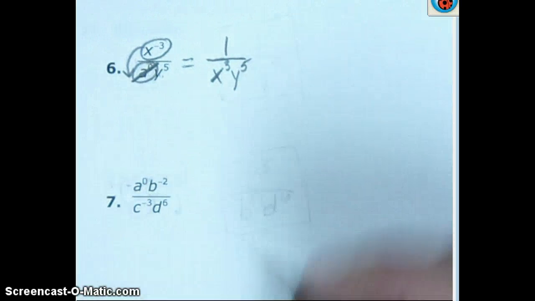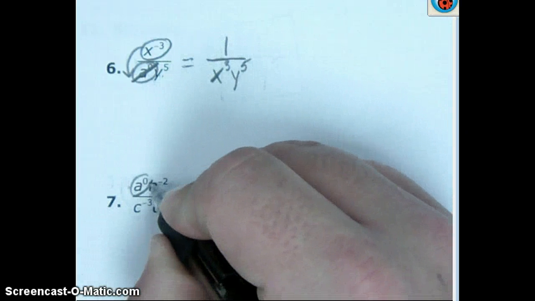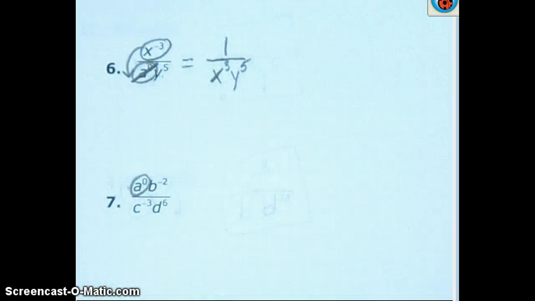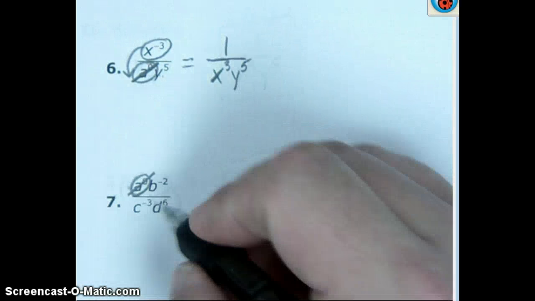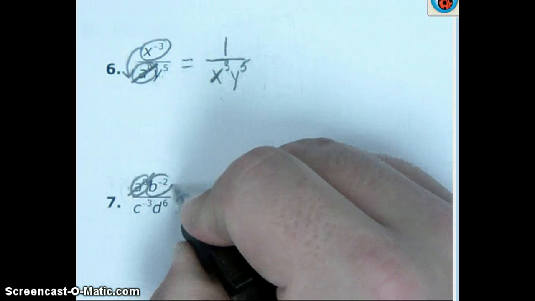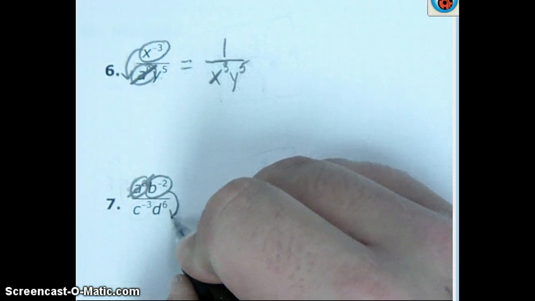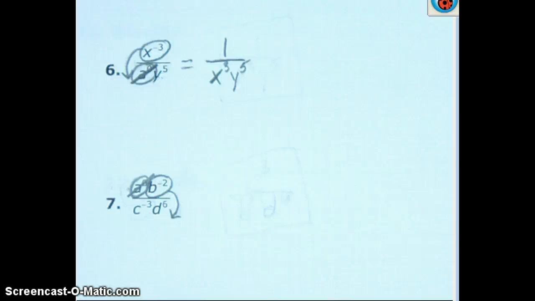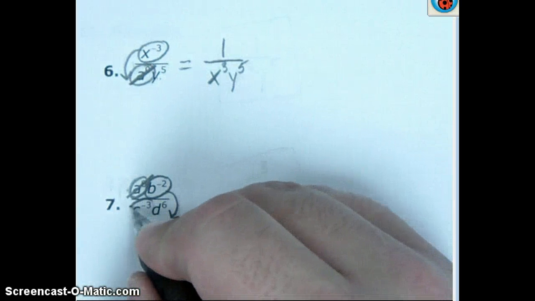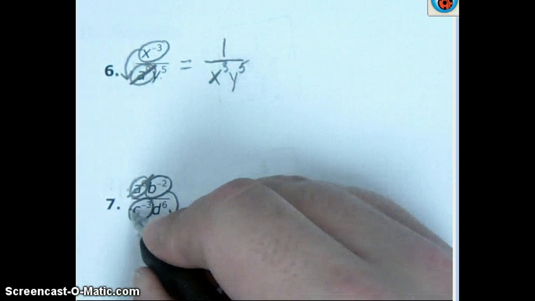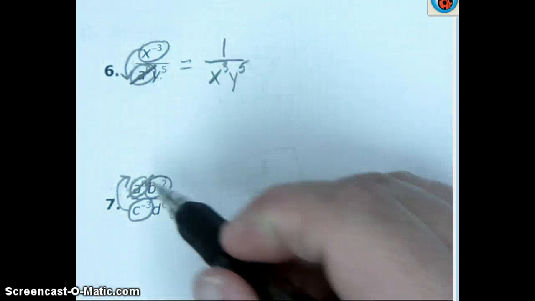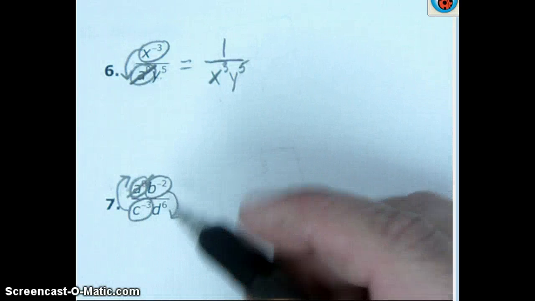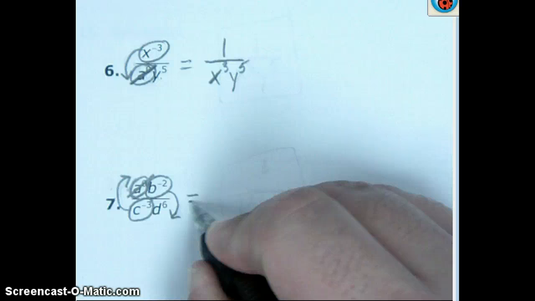For problem number 7, here is a 0 exponent. I know that 0 exponents cancel out to 1, so I'm just going to cross it out. I see a negative exponent. I know that this b is going to move down to the bottom. But when I look down at the bottom, I also see that this c right here has a negative exponent, so he's got to move up to the top. So I know what's going to happen to all of these exponents. Now we just got to write the outcome.